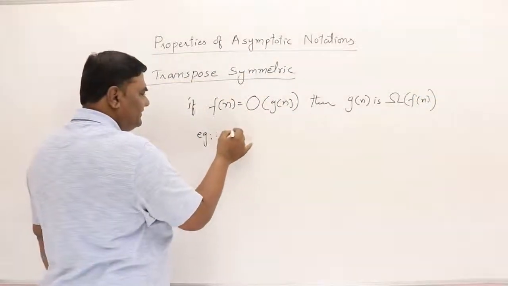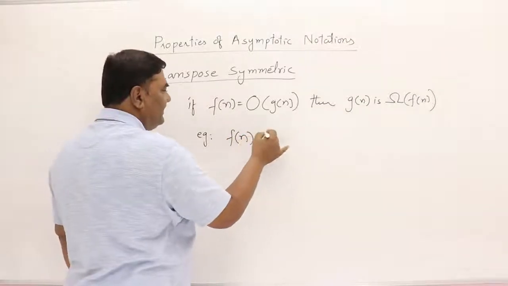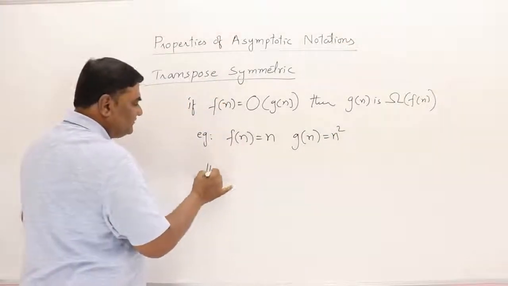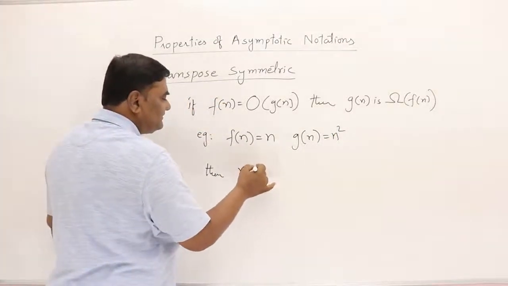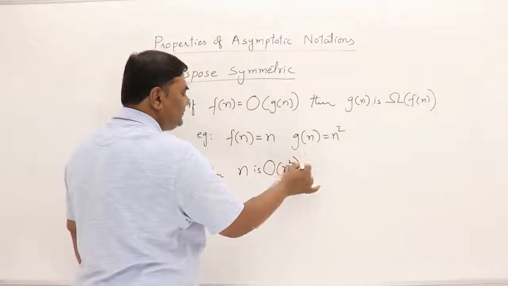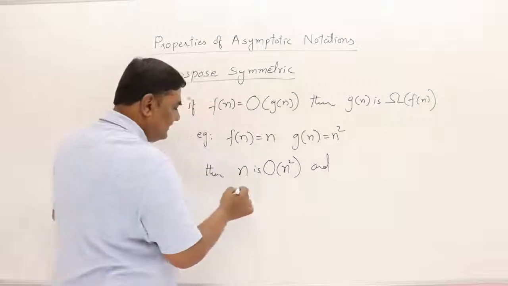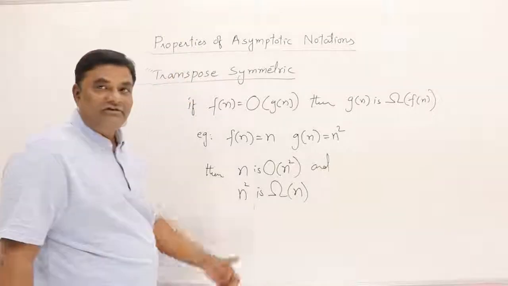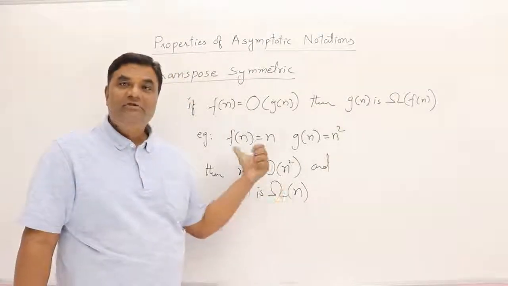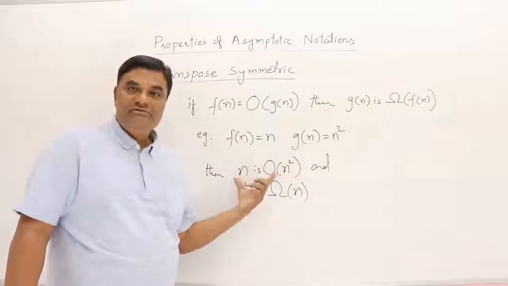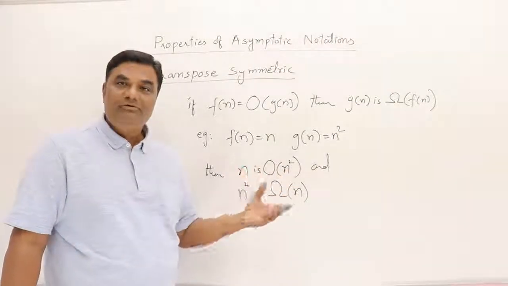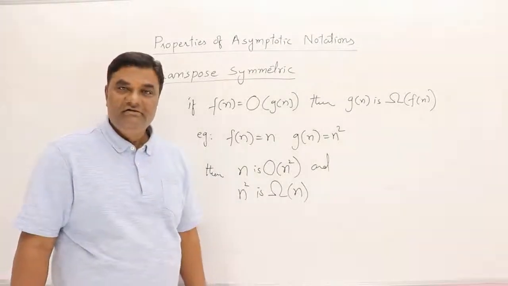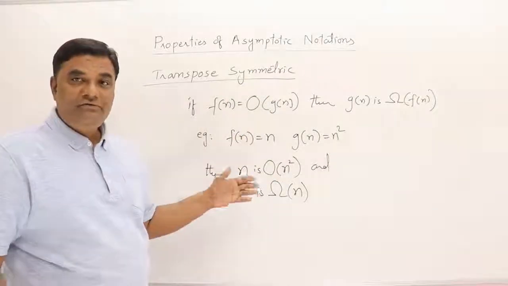For example, if f of n is n and g of n is n square, then n is a lower bound for n square, and n square is an upper bound for n. So these two functions, n and n square: one is an upper bound for the other and vice versa, that is, one is a lower bound for the other. Right? So this is true for upper bound and lower bound.